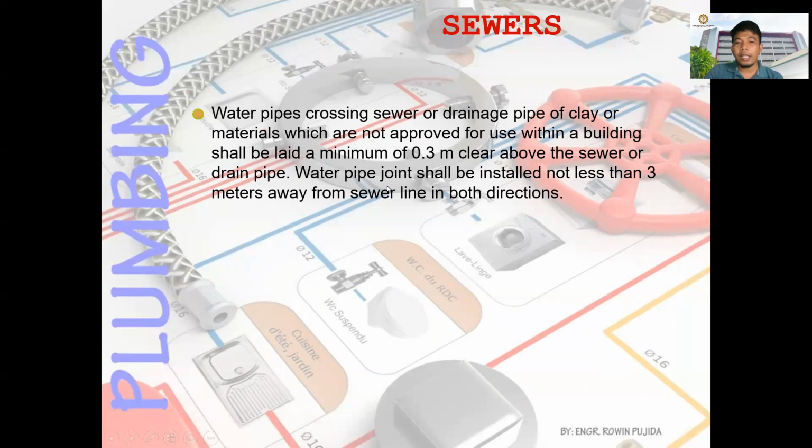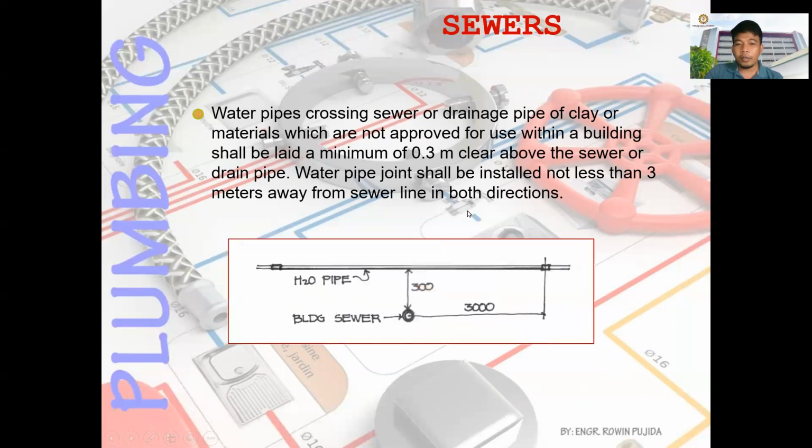So water pipe joint shall be installed not less than 3 meters away from the sewer line in both directions. This one. So your building sewer is 0.3 meters below the water line. So the distance from your building sewer to your pipe connection, or maybe you have this coupling, no? So that is 3 meters minimum distance. Okay.